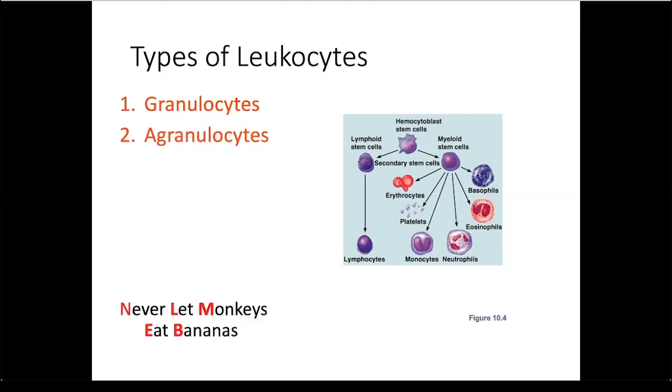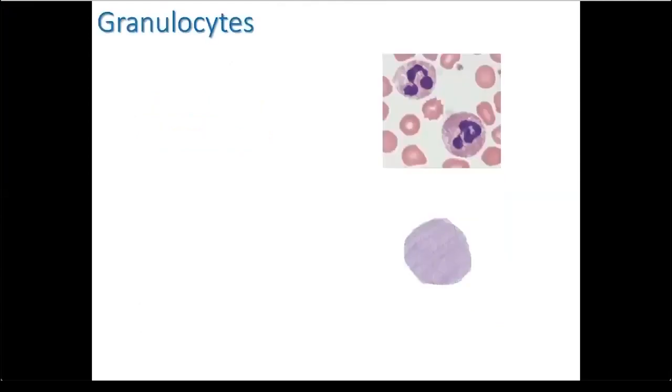The saying at the bottom of the slide, "Never let monkeys eat bananas," can be used to help you remember which type of leukocyte is the most abundant and which one is the rarest. The N stands for neutrophils, L for lymphocytes, M for monocytes, E for eosinophils, and B for basophils, which are the rarest. Let's begin with the granular cytes.